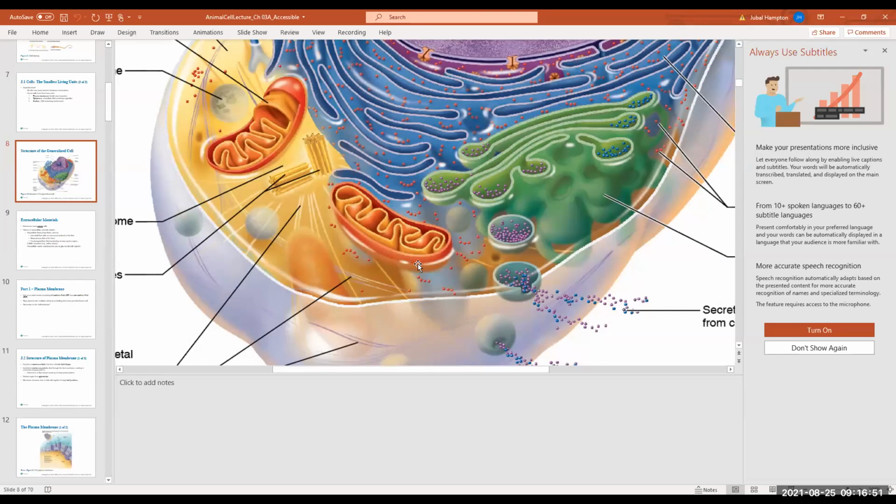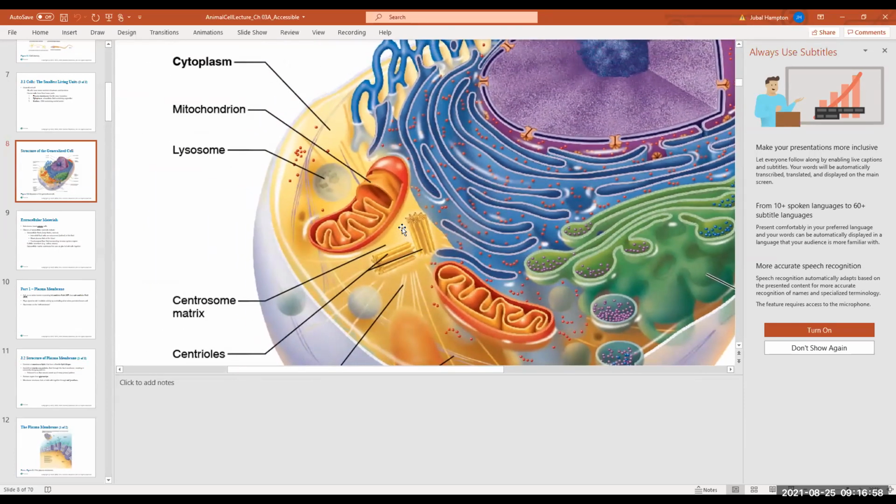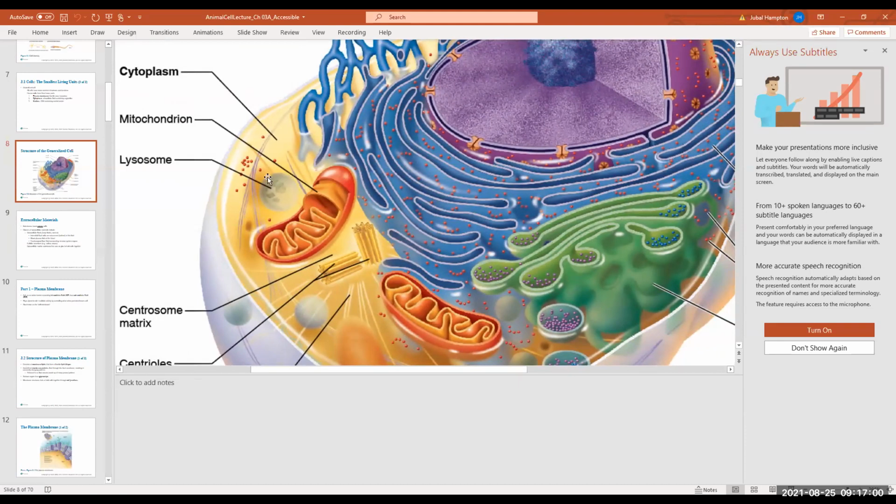Next page, lysosomes. Let me see if we have a good lysosome on this diagram. Ah, here we go. It's a little shaded, but we see it here. Lysosomes are the stomach or garbage disposal of the cells. They are full of enzymes. Enzymes, of course, are molecules that are going to facilitate the metabolism of things that come into contact with them.